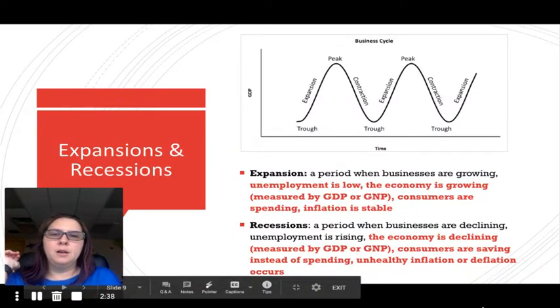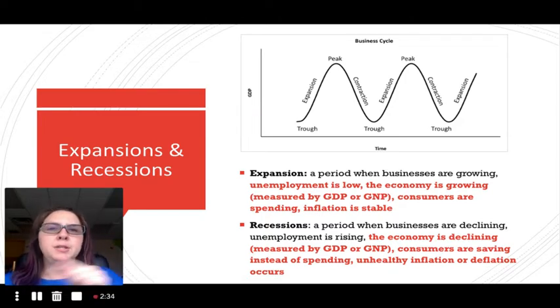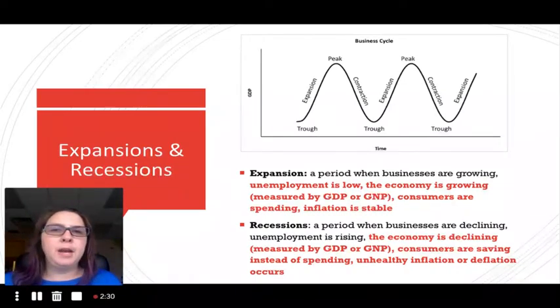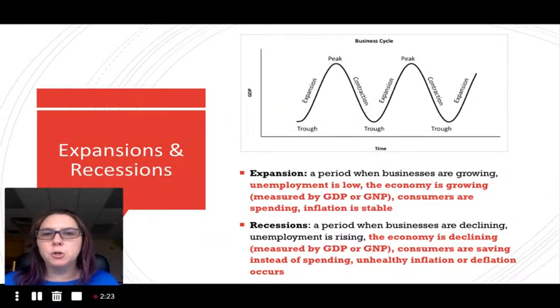And then one of the last things we're going to talk about here is expansions and recessions, okay? You see the business cycle. It goes up and down like a roller coaster. What you've got there is the period of expansion, when businesses are growing. Unemployment is low, the economy is growing, consumers are spending, inflation is stable, everything is going really good in the economy. And then a recession happens when businesses are declining.